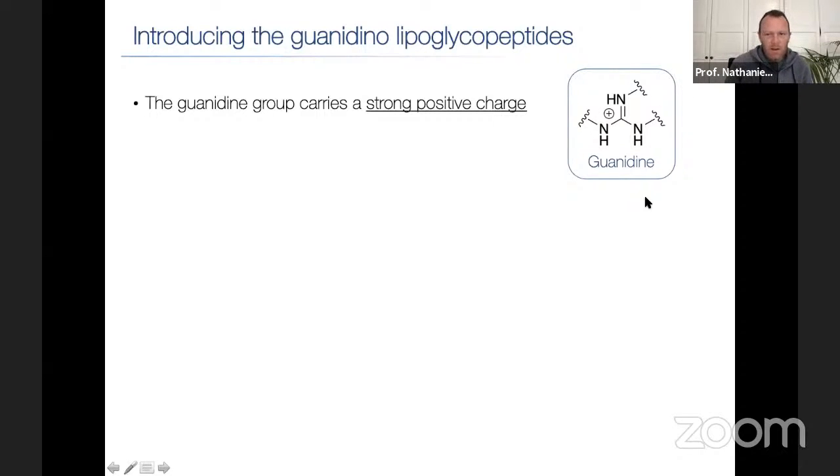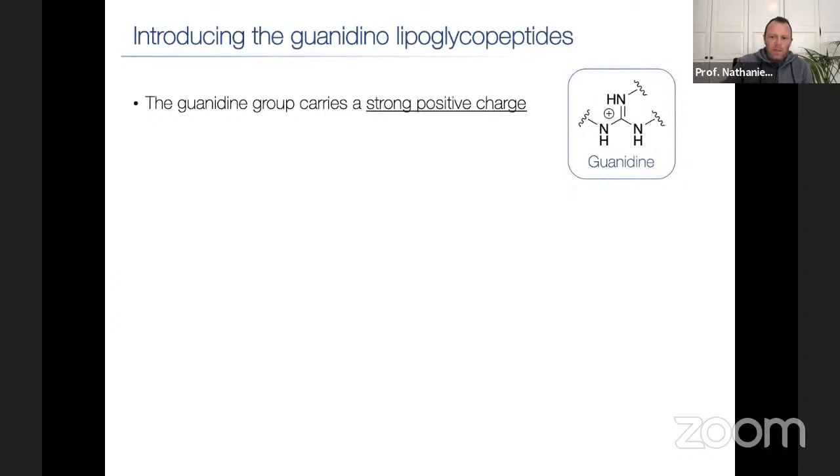This is something that our lab has quite a lot of expertise in: incorporating guanidine groups into biologically active molecules, peptides, small molecules. And why is the guanidine group interesting? Well, it contains a very strong positive charge. In fact, amongst all the amino acids, it's the amino acid arginine that contains a guanidine group. This is almost entirely charged at physiological pH.